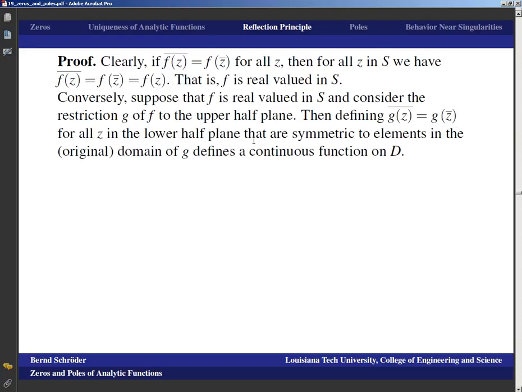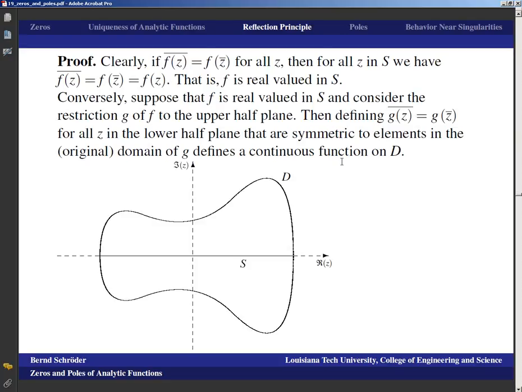Conversely, if f is real valued in S, we consider the restriction g of f to the upper half plane. Okay, so we're just looking at the upper half plane. We'll see the picture in just a minute. We'll then define g of z to be g of z bar, conjugated, for all z in the lower half plane that are symmetric to elements in the original domain of g. That defines a continuous function on D.